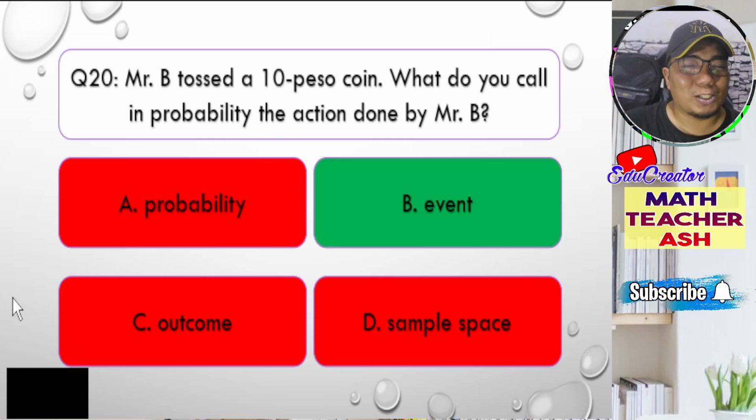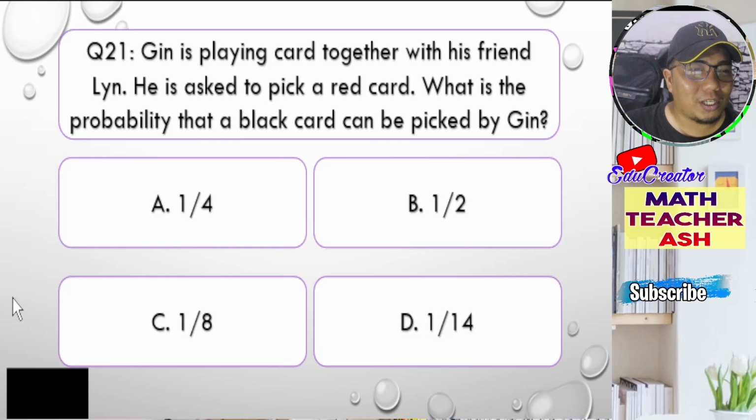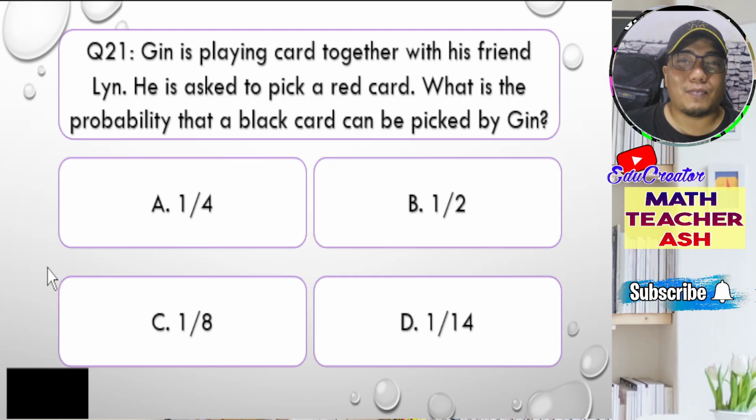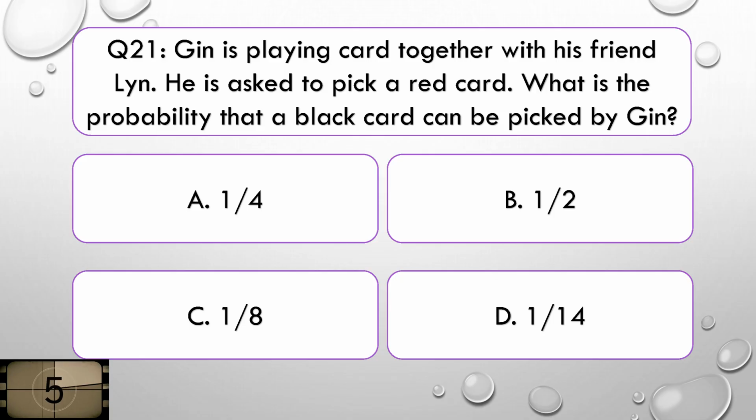Alright, now let us go to question number 21. Jean is playing cards together with his friend Lynn. He is asked to pick a red card. What is the probability that a black card can be picked by Jean? Is it A, 1/4, B, 1/2, C, 1/8, or D, 1/14? Okay, I'll give you 5 seconds to think about your answer.